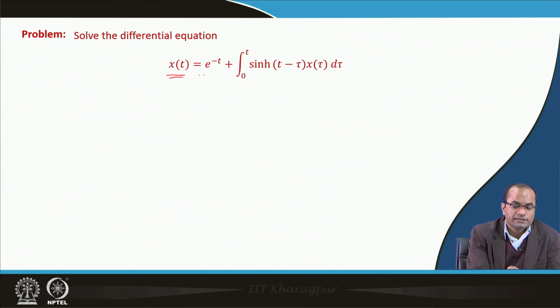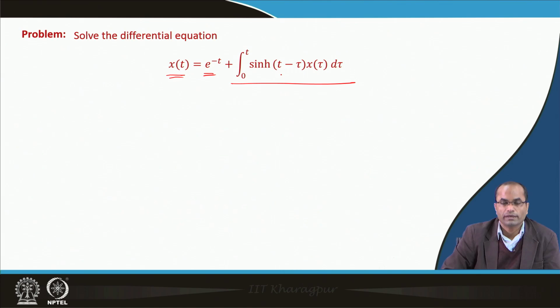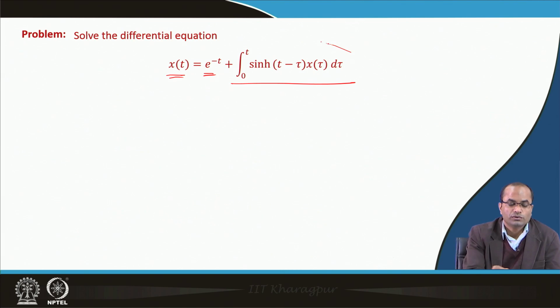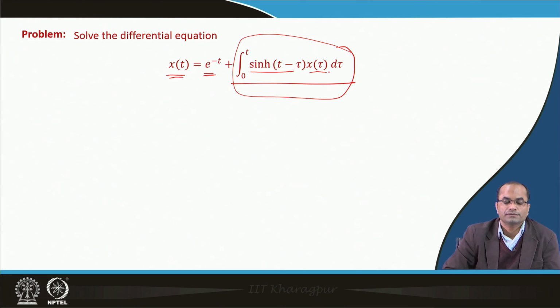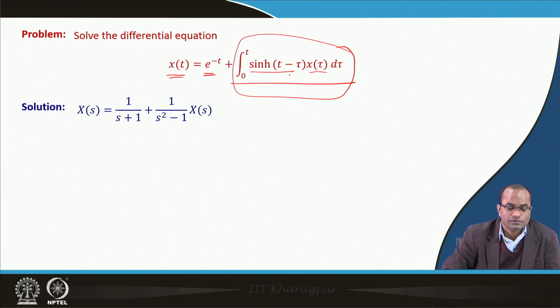Here we have x(t) is equal to e^(-t) and sinh(t minus tau) x(tau) d tau. So, again we have a similar situation, that this is a product of these two functions. So, the convolution product, and then we can apply the convolution theorem. So, that will be the product of the Laplace transform.